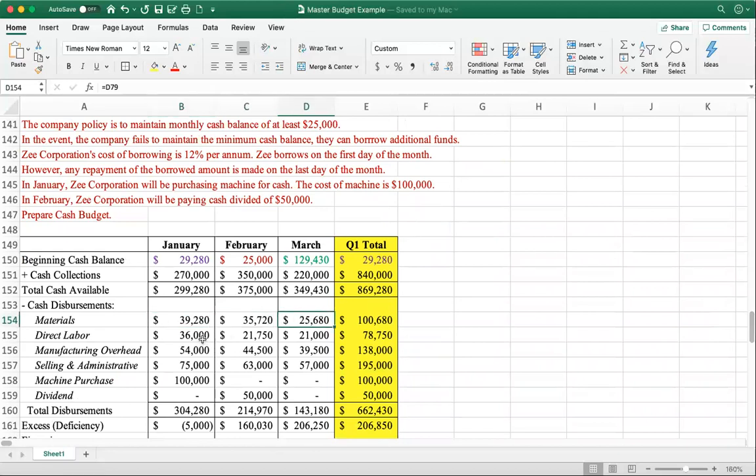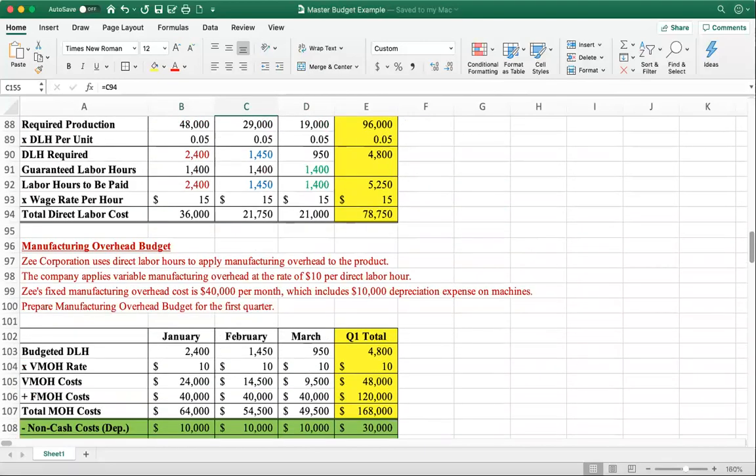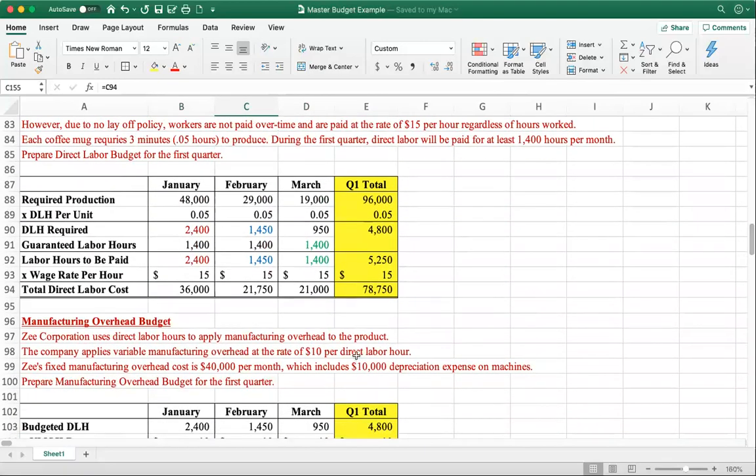Then you have direct labor. That's coming from your direct labor budget: 36,000, 21,750, and 21,000. We are assuming that direct labor is paid immediately. So it's 36,000, 21,750, and 21,000.